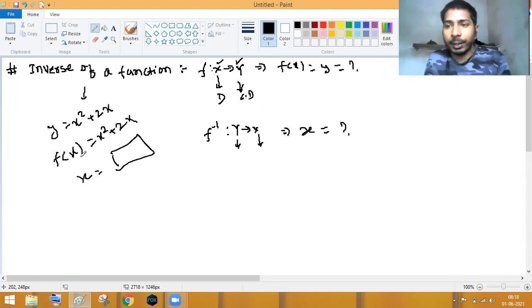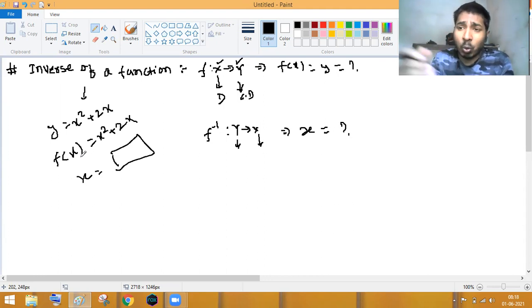But the basic idea here is, if you want to find the inverse of a function, in such a case you have to convert your domain into range, which means you have to basically interchange. It means you have to look for x equal to what. Inverse means we have to look for x equal to what. Clear?